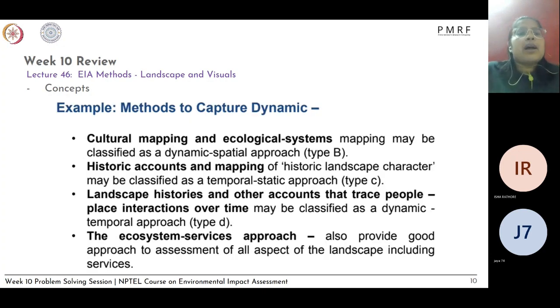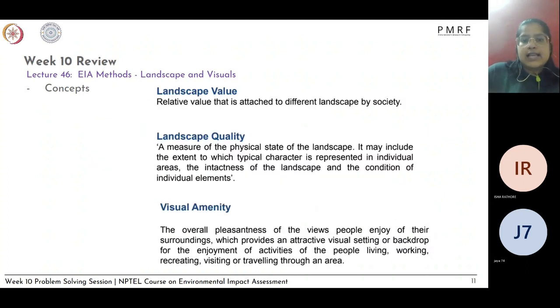And then we looked at methods to capture the dynamic quality. These can be cultural mapping and ecological system mapping. So these are basically type B from our previous discussion. And then historic accounts and mapping is type C, where we looked at the historic landscape character over the area. And then landscape histories and other accounts that trace people, place, interaction over time is type D. And the ecosystem services approach, which provides a good approach to assessment of all aspects of landscape, including these services. So these are examples for that.